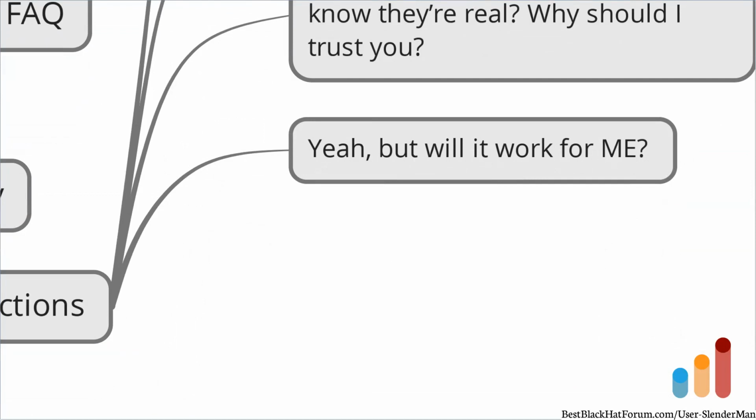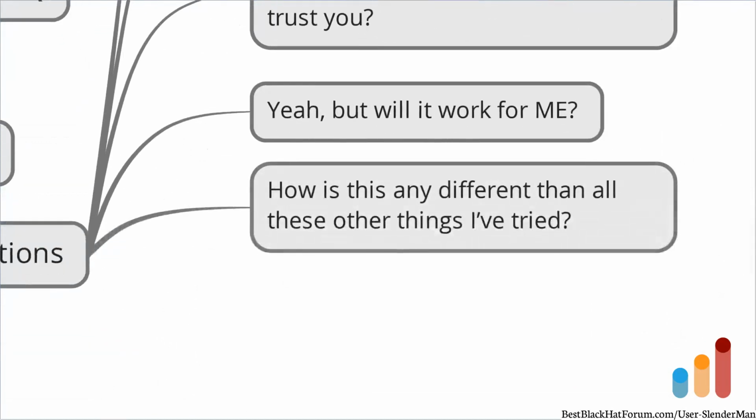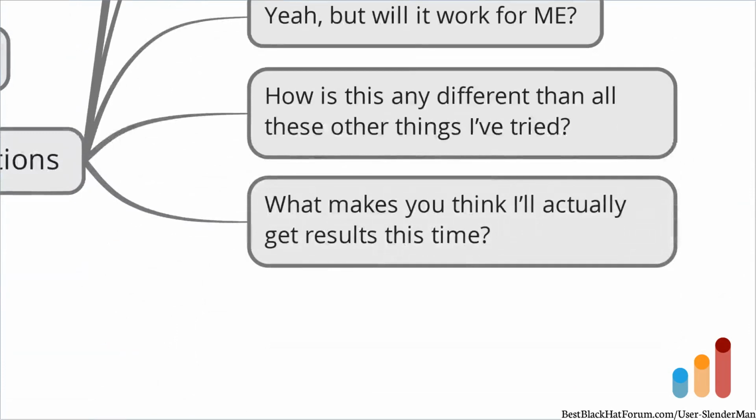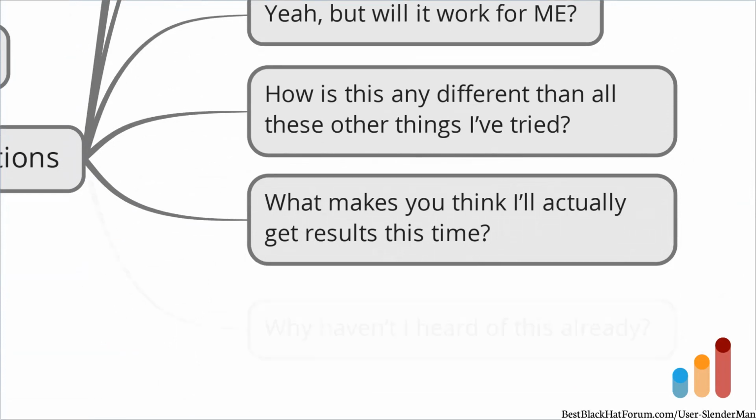Answer that with your guarantee, maybe your risk reversal. You get to try it before you're fully committed. How is this any different than all these other things I've tried? We talked about the without list. The without list is actually a great way to address this objection. State how it is, right? What makes you think I'll actually get results this time? If I tried and failed before, how am I going to get to that ideal result because of the unique aspects of your product or service?